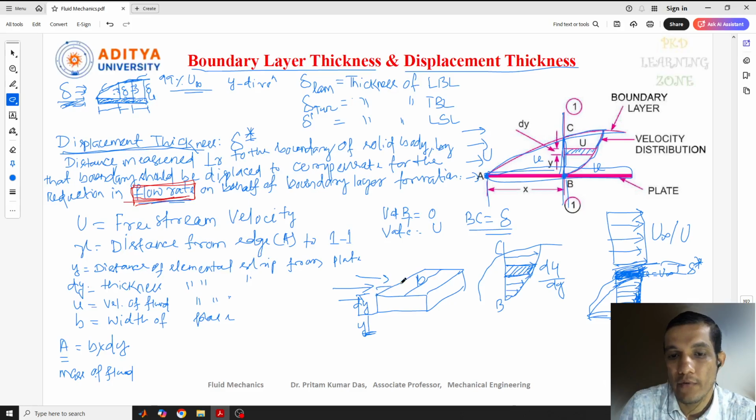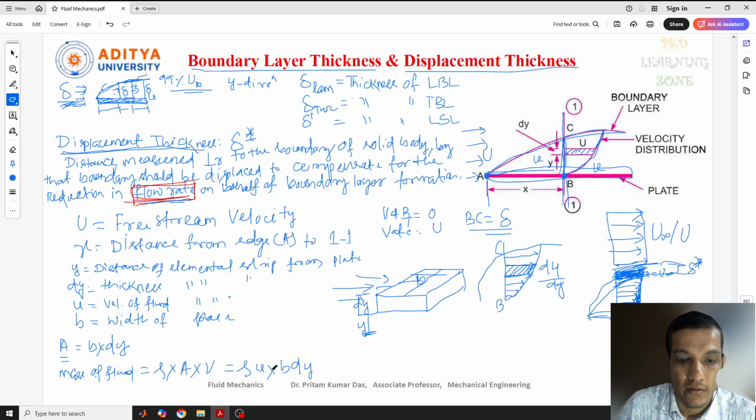Okay, the mass of fluid which is flowing over the elemental strip, that one we can write. What is the formula of this? We know that it is rho into area into velocity. Area we already got here, and velocity is the local velocity, small u, as I told you previously. Area is B into dy. So rho into B into dy, this is the mass of the fluid which is flowing over the plate.